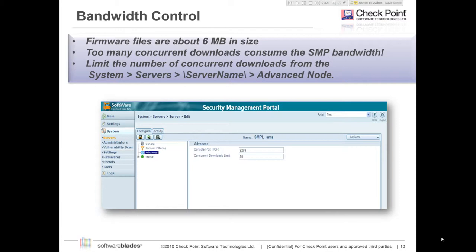The default concurrent download limit is 50, but we can limit it to any number, whether it's a higher number or a lower number. Again, lower bandwidth means a lower number of concurrent downloads, higher bandwidth, a higher number of concurrent downloads.